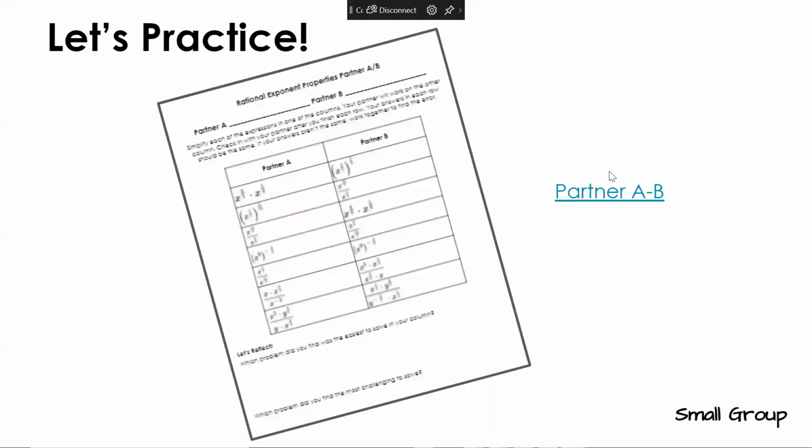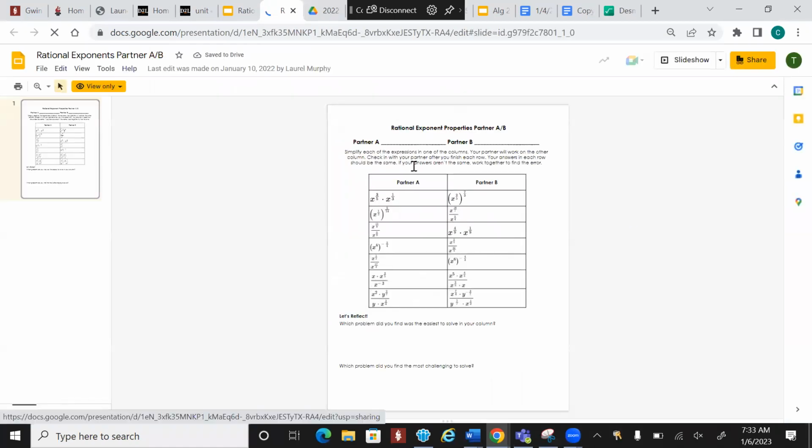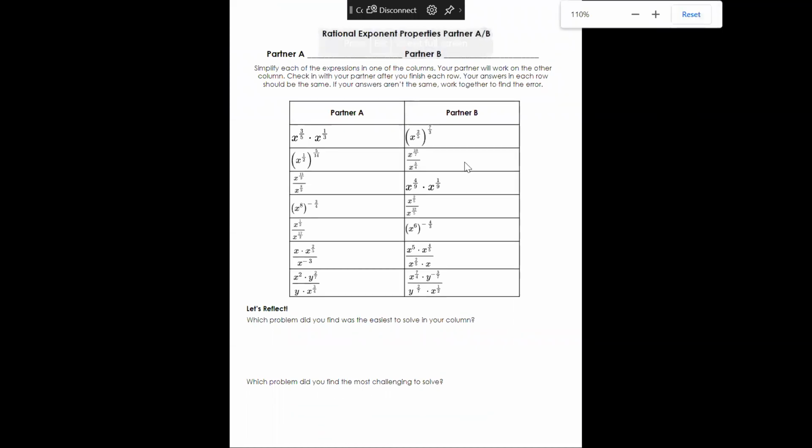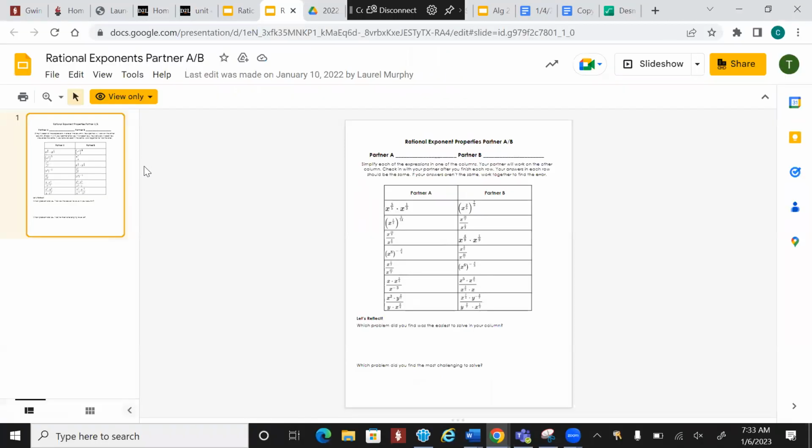In your actual packet, but that's okay. We're only going to do a couple of these problems. Well, guess I'm going to zoom it.